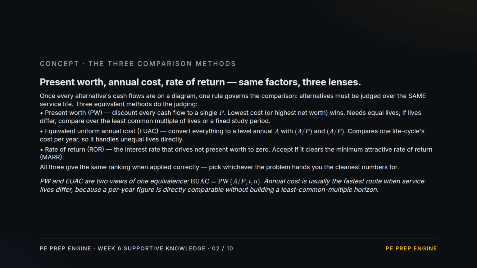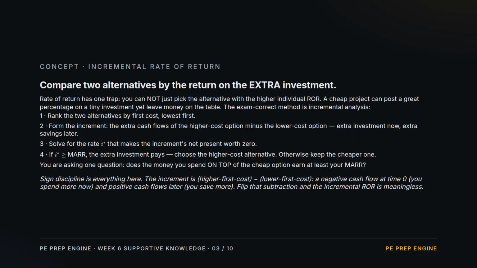handles unequal lives directly. Rate of return is the interest rate that zeros net present worth. Accept it if it beats your minimum attractive rate. Applied correctly, all 3 agree. Pick the one with the cleanest numbers. Rate of return has one trap. Never just pick the alternative with the higher individual return. A cheap project can show a great percentage on a tiny investment and still be the wrong choice.